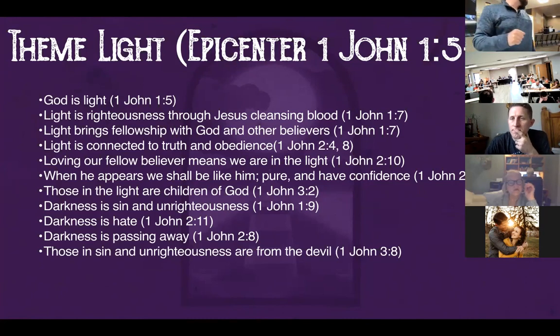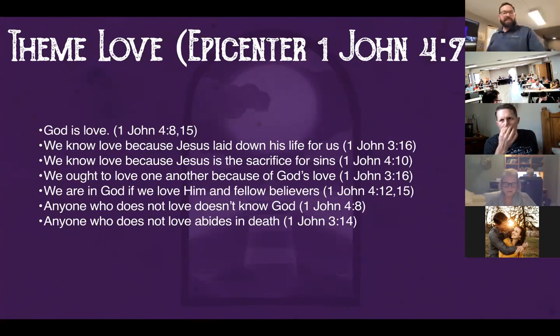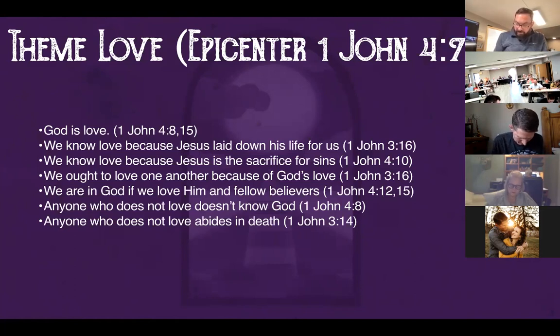All right, we're going into the next theme. Next theme is love. The epicenter is 1 John 4:7 through 21. So let's do this first. Take a red or whatever color you got at home. Go to chapter 4, verse 7, and just start coloring.